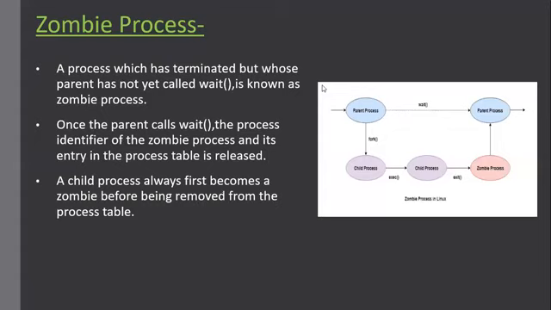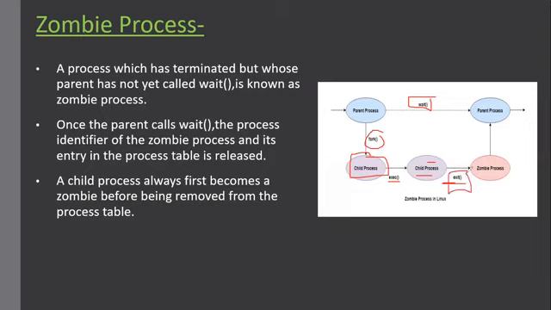Let's look at this diagram and understand. Suppose this is the parent process and it has executed the fork system call. Okay, so this child process is there and this child process, using the exec, has changed the program address space, so it is doing some other task. Now the child process is executing, but the parent is waiting for the child to complete. Once the child process has terminated, it will execute the exit system call.